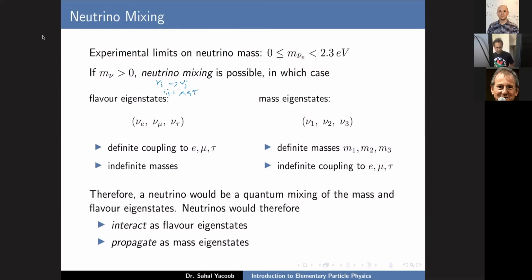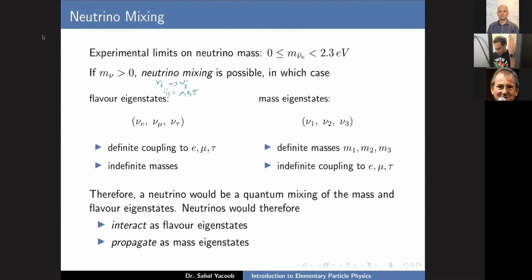And this happens if the basis we use, the quantum mechanical basis states that we use to describe neutrino interactions, are not the same as the basis states of the Hamiltonian. So neutrinos only feel the weak interaction. So the states in which they interact are their flavor states, the ones I've been talking about, nu E, nu mu, nu tau, and they have definite couplings to the electron, muon, and tau, or rather to the W boson.